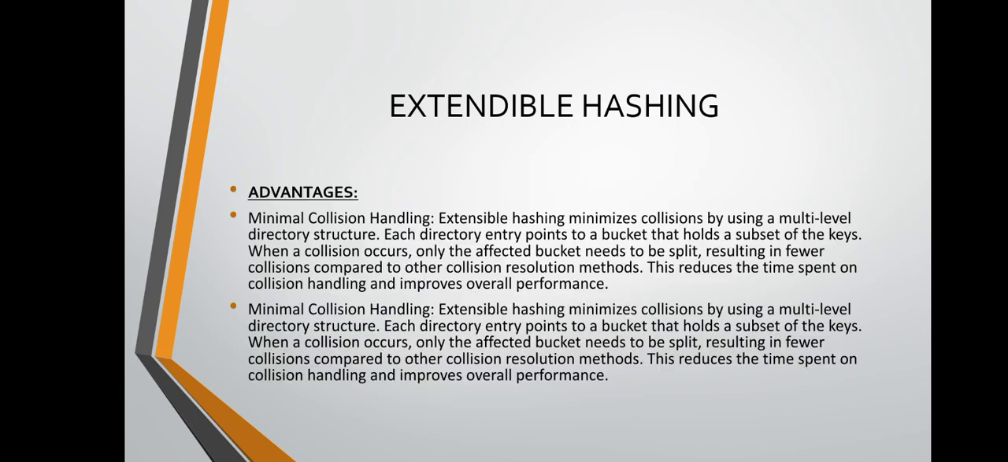Advantages of hashing: minimal collision handling. Extensible hashing minimizes collisions by using a multi-level directory structure. Each directory entry points to a bucket that holds a subset of keys. When a collision occurs, only the affected buckets need to be split, resulting in fewer collisions compared to other collision resolution methods. This reduces the time spent on collision handling and improves overall performance.